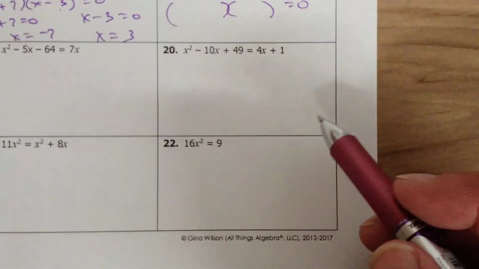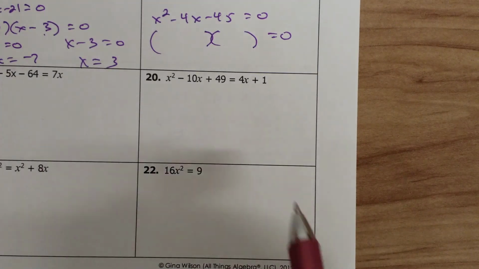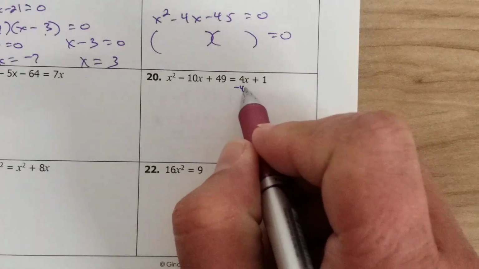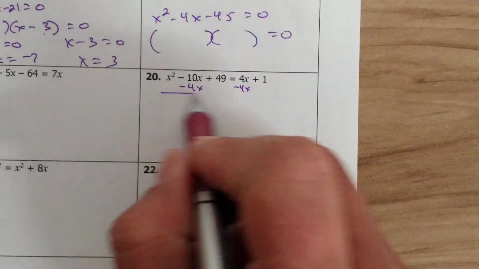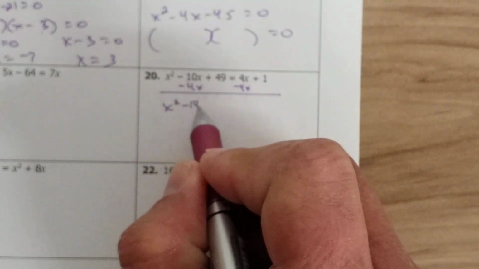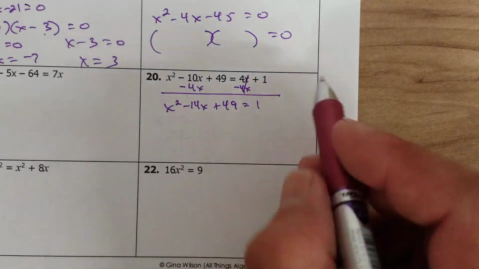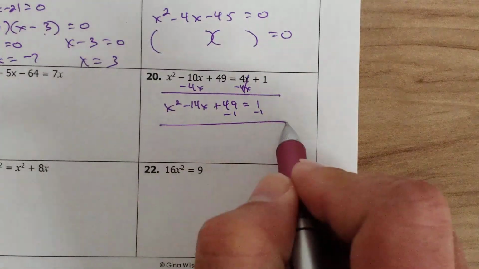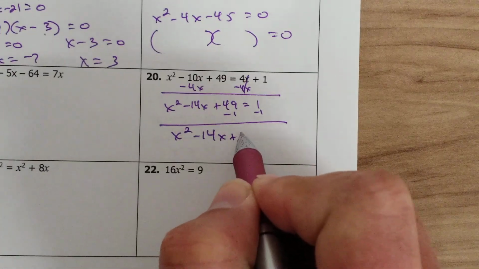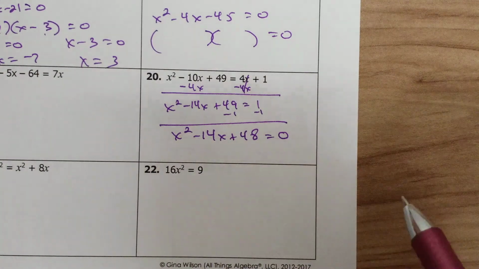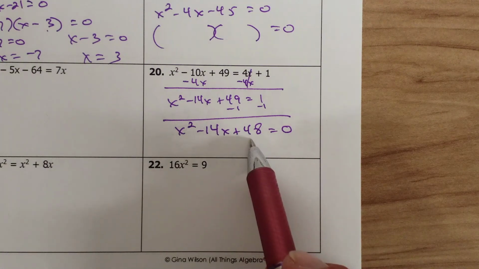If I look at number 20, I've got a whole bunch of stuff going on. Here's my equal sign. And I need this side equal to 0. So I'm going to minus 4x. But I do have a like term over here I can minus 4x from. So now I'm left with x squared minus 14x plus 49 equals, the 4x's are gone, equals 1. It still doesn't equal 0. So now I need a minus 1 from both sides from its like term, since it has a like term. So I get x squared minus 14x plus 48 equals 0. And now I can factor it. And the numbers that you would need would be 6 and 8, of course. Multiply to give you that.